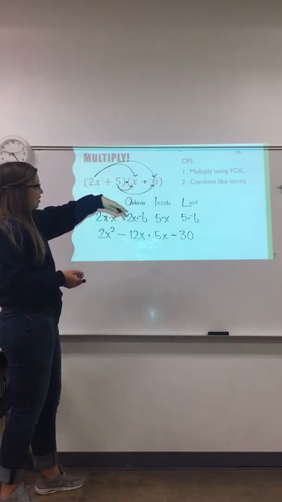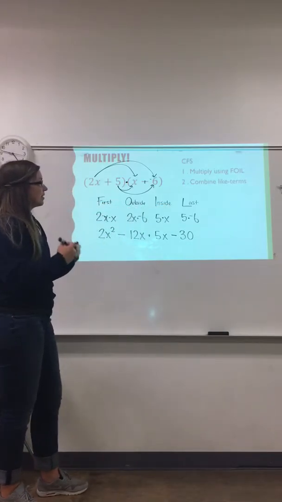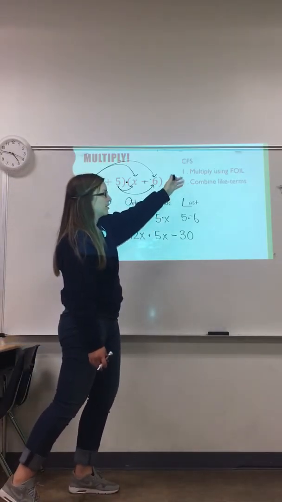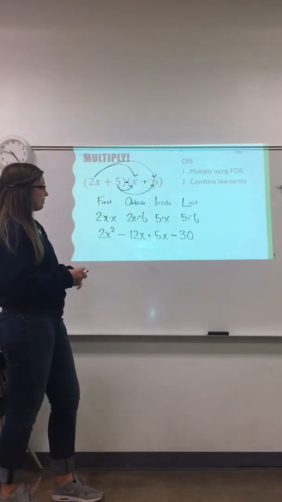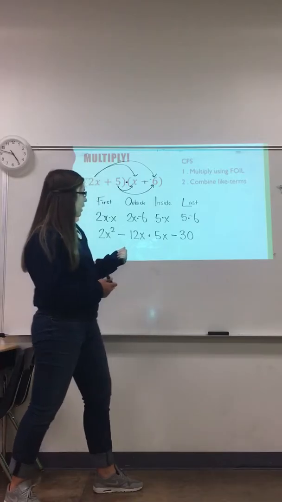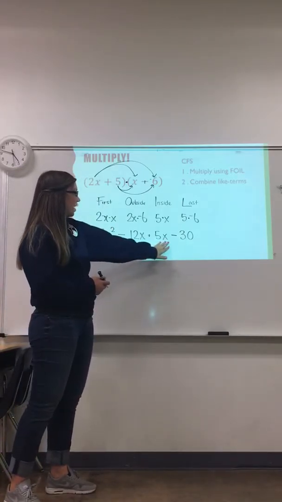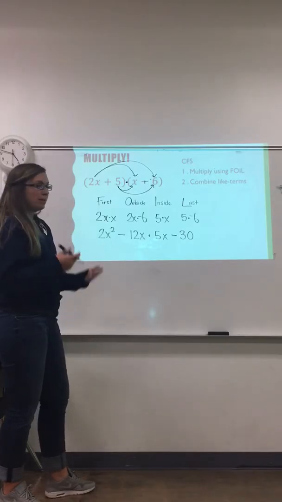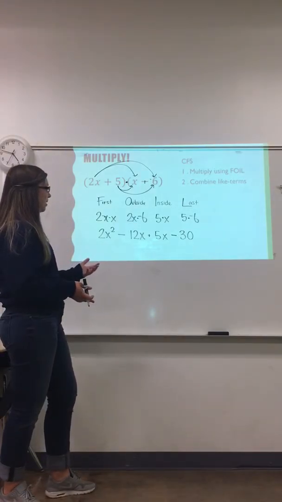I've now multiplied using my FOIL, first, outside, inside, last. My last CFS, or my second CFS, they're the same thing, just says to combine any like terms. So that means I have the same variable and the same exponent. Now I see all three of these have x's, so that means they have the same variable. But I'm looking for what also has the same exponent.